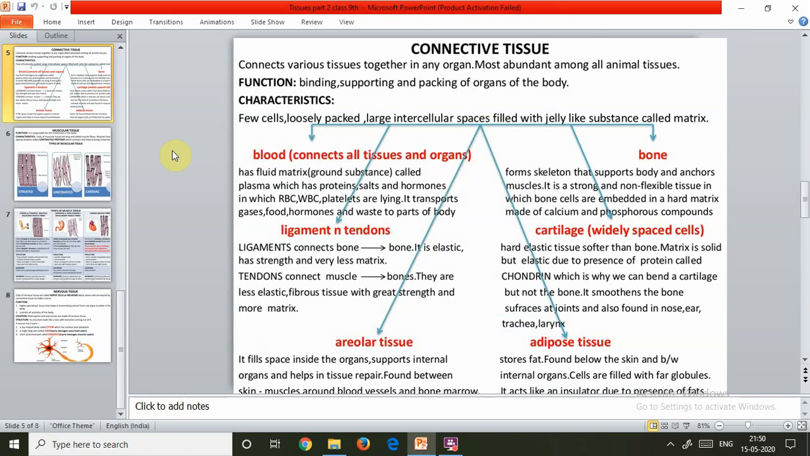The function is that it provides support and flexibility to the body parts. It also smoothens surfaces at joints.